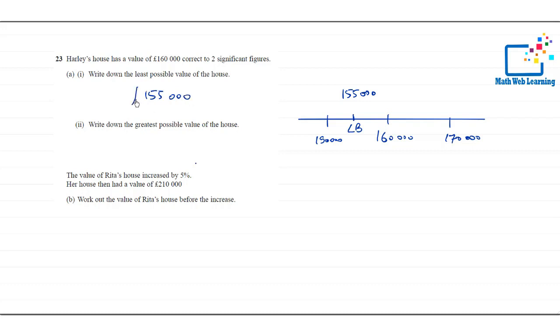So the answer here is 155,000 pound, and the upper bound is going to be the midpoint between these two, and the answer to that is 165,000. So that is the answer here for the greatest possible value, 165,000. Okay, right, let's do question B now.